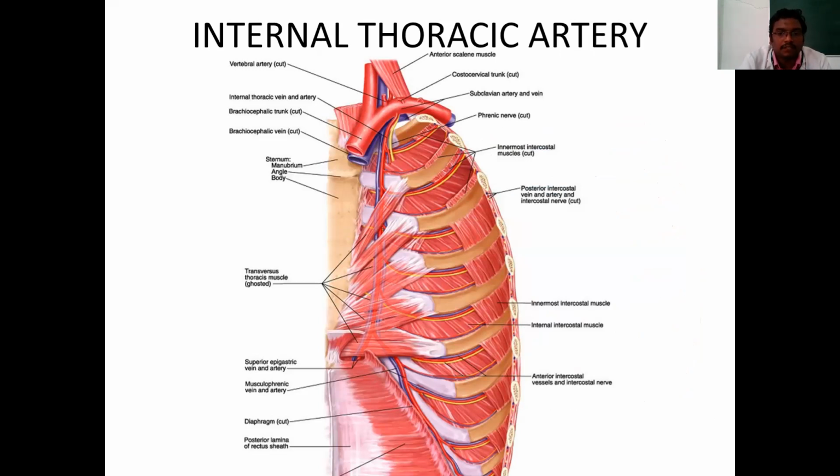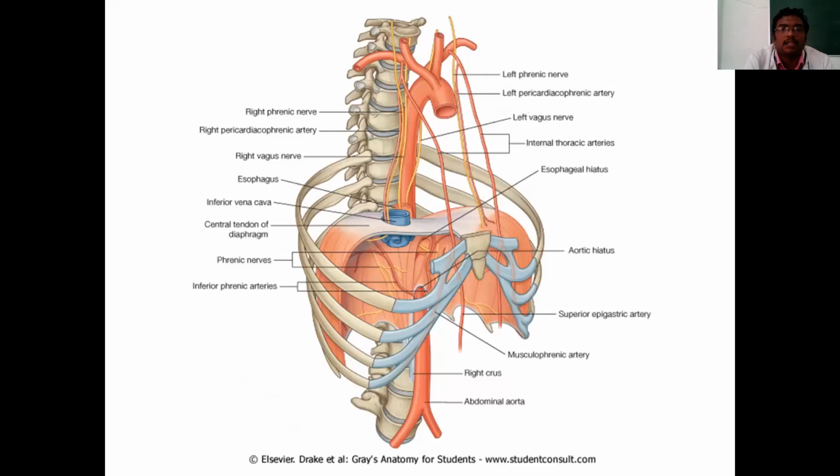As it runs, it is going to divide into two. One is the superficial epigastric artery, and another one is the musculophrenic artery and vein. So this is how the internal thoracic artery divides. As it passes, it also gives branches to the intercostal spaces. So this is the anterior intercostal artery, which divides into two: the superficial epigastric and musculophrenic.